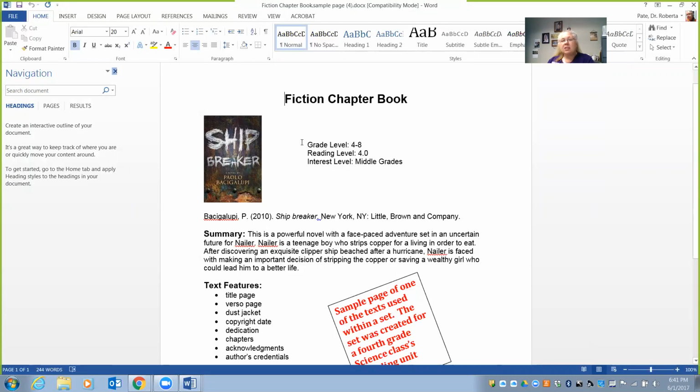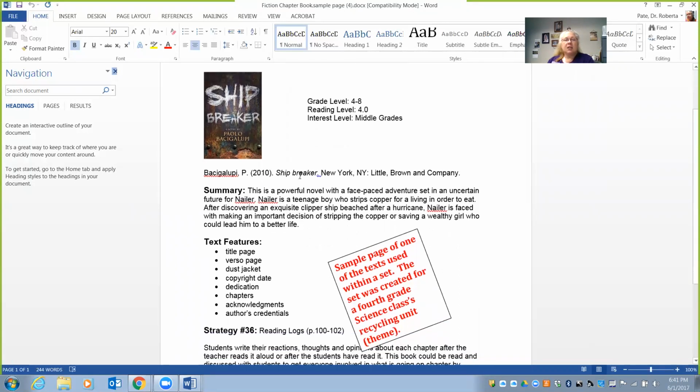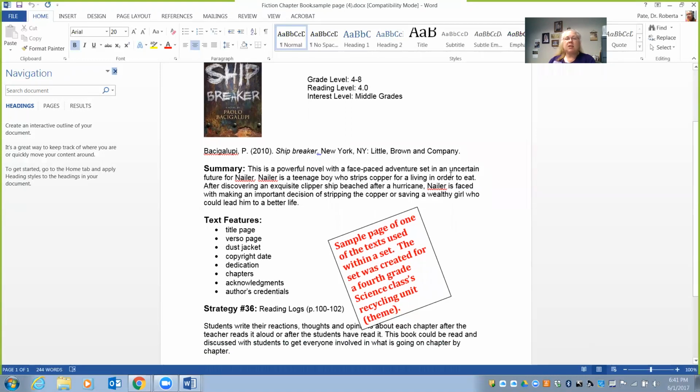So grade level and interest level are the same in a sort of way. Reading level, 4.0, very specific. Interest level, middle grade, or 4 through 8. So you could do both of these if you like, grade level, interest level, but you don't have to. Again, here I put the author, the date of publication, Shipbreaker. This is the location of the publisher, New York, New York. Little, Brown and Company is the publishing company name. And that's how you do APA.